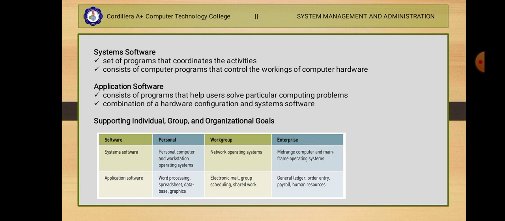Okay, so enterprises. So enterprise, if you have general ledger, then order entry, yung payroll, and then yung HR or yung human resources. Okay, so that is how a software supports these three spheres, which is the personal, work group, and enterprise. So malaking tulong din naman kasi yung system software and even the application software, hindi lang sa isang tao, kagaya nga ng sinabi niya dito, pwedeng pwede sa group and even sa mga organizations or sa mga businesses, di ba? So yan.